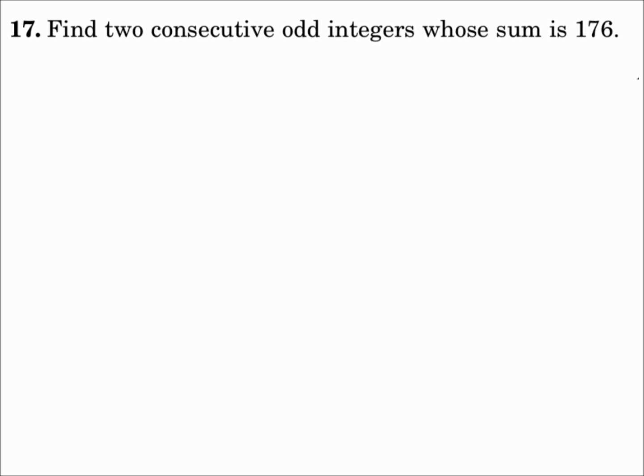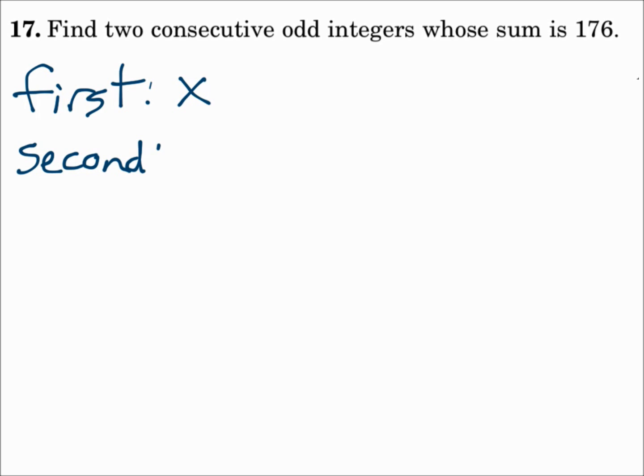17. Find two consecutive odd integers whose sum is 176. Odd integers are like 3, 5, 7, 9. They're 2 units apart. We don't know the first one, so we'll call it x. And since they're odd, the second one is 2 more than x.